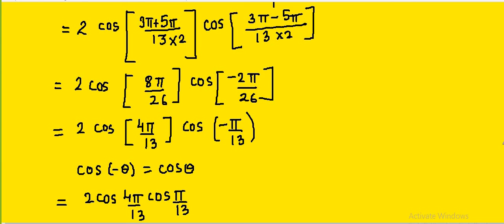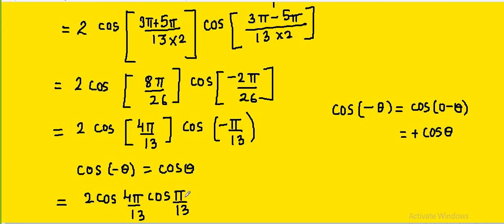Sir, how did you do this, cos minus theta is equal to cos theta? Here we have cos of minus theta, and we have read in allied angles that cos of minus theta is actually cos of 0 minus theta. So change, no change, no change. Which quadrant? Fourth quadrant. In fourth quadrant cos theta is positive. That's why cos of minus pi by 13 is cos of pi by 13.